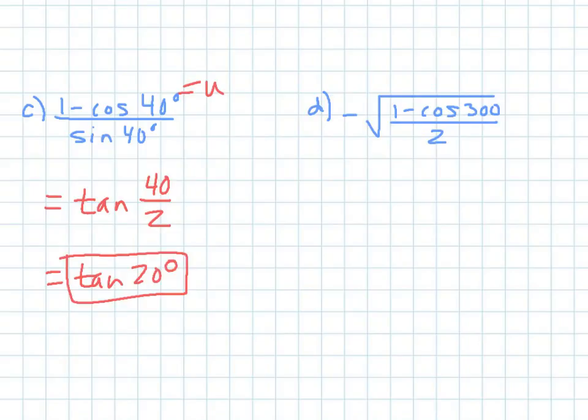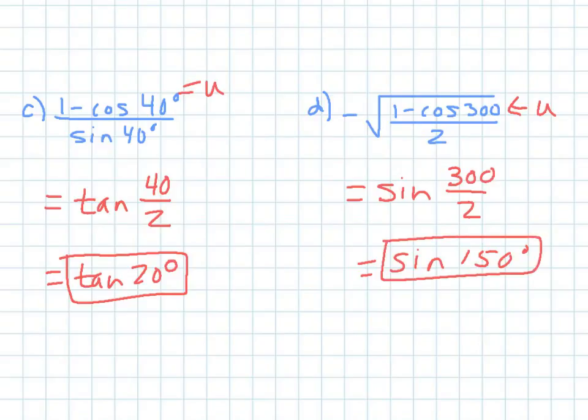Letter D, similar. So I look at negative square root of 1 minus cosine of 300 over 2. Since it has a radical, it looks like it's got to be one of the half angle ones for either sine or cosine. And since it says minus cosine of 300, looking at the half angle ones, the one that has a 1 minus cosine u is going to be sine. So using the sine one, my u is the 300. So then simplifying that gets us a sine of 150 degrees.